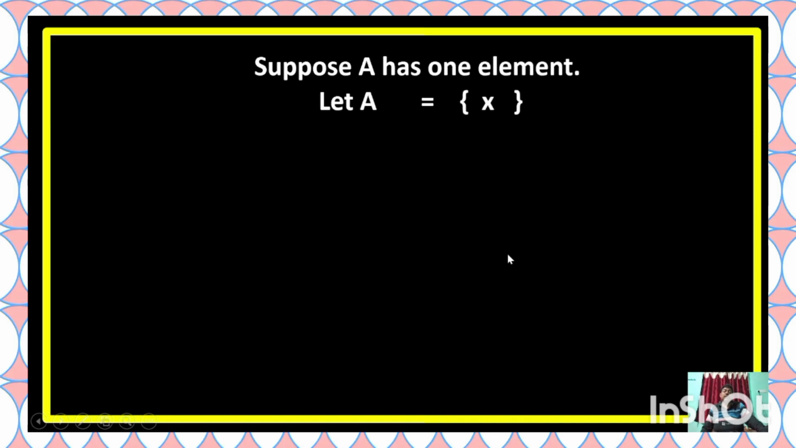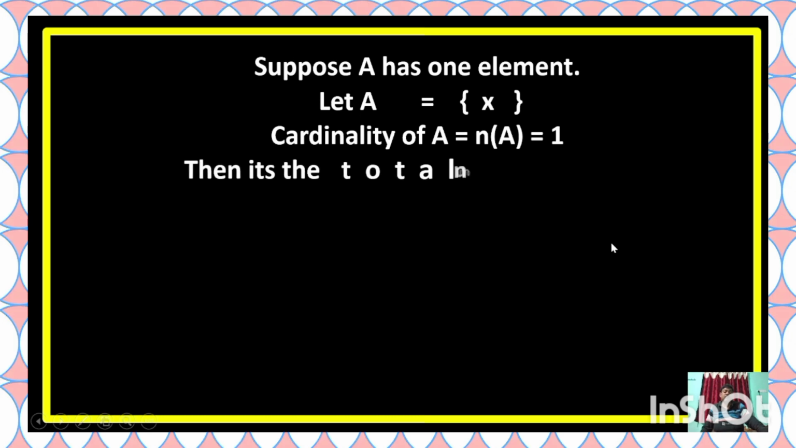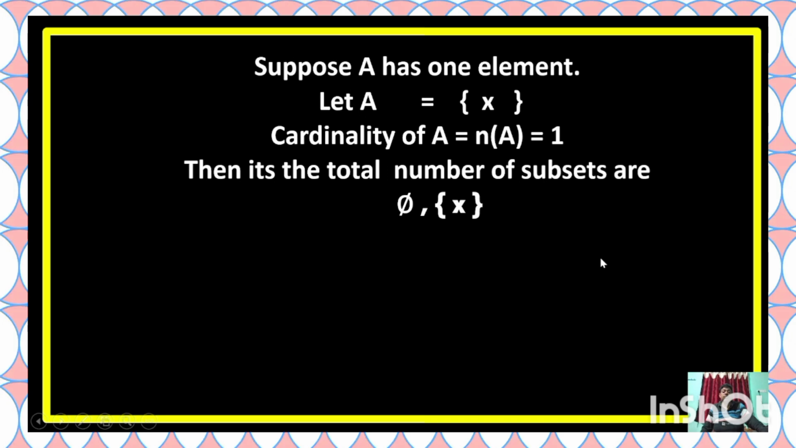Suppose the set has one element. Let A be a set having element x. x is an element of the set A. So the cardinality of the set A, which is n(A), is 1, yes or no? So its total number of subsets. What are the subsets there? You are able to see these are the subsets of the set A.